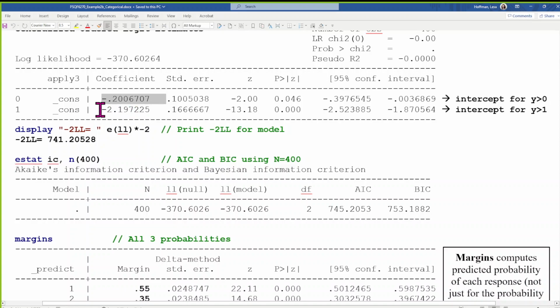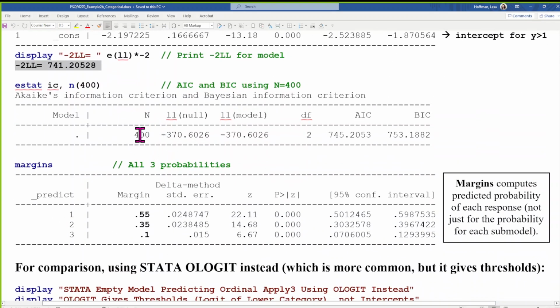The second submodel intercept is minus 2.2. That is the logit of the probability of answering 2 instead of 0 or 1. Here's the -2 log likelihood that you'll need for your homework. Here's some more fit statistics about this model relative to others yet to be examined.